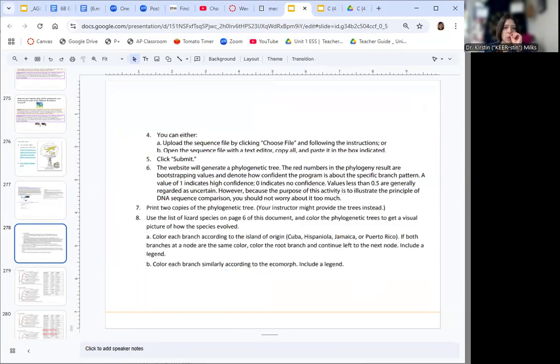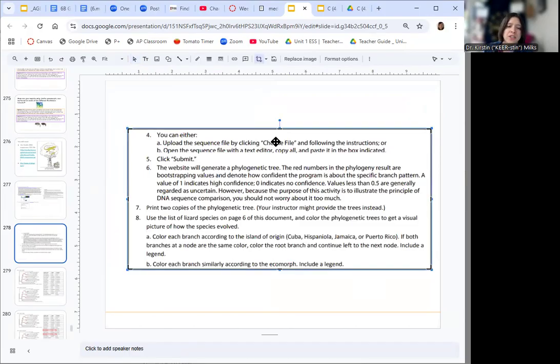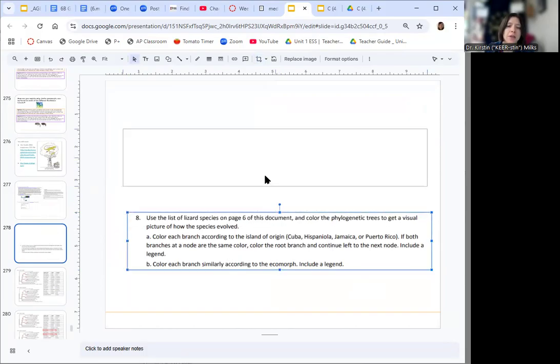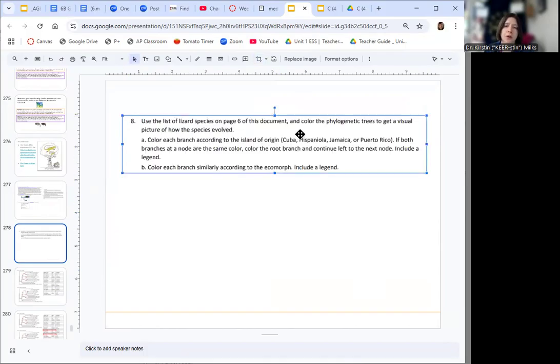So what you're going to do is color the phylogenetic trees to get a visual picture of how the species evolved. For one of the trees, you're going to color code them by island of origin. If both branches are the same color and they meet in what we call a node, you're going to color the root branch and keep going. If they don't match up again, you're just going to leave the next ones blank. And then make sure you include a legend. I'll tell you how to do that in a minute. And then you're going to color each branch similarly according to the ecomorph. So you've got 2 trees going.